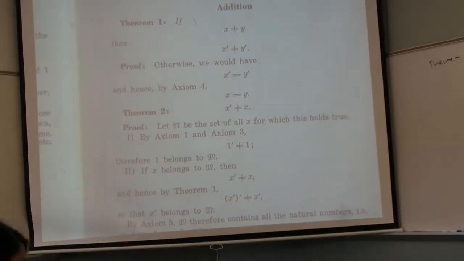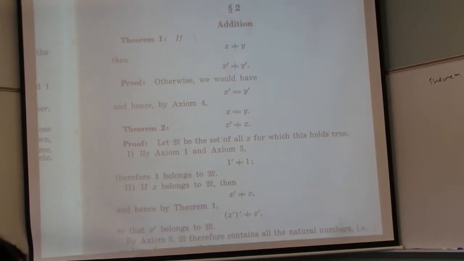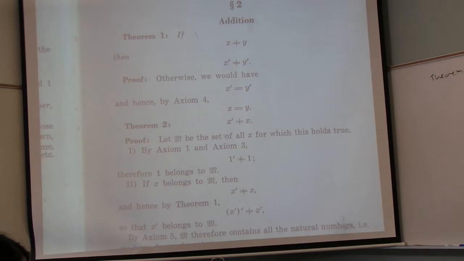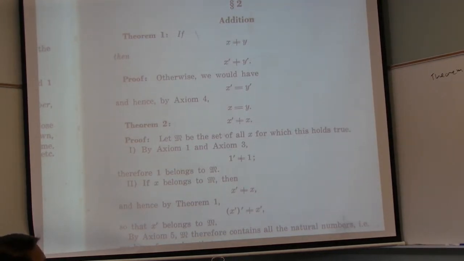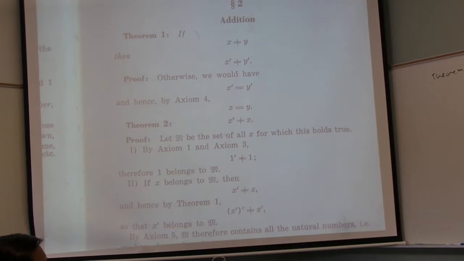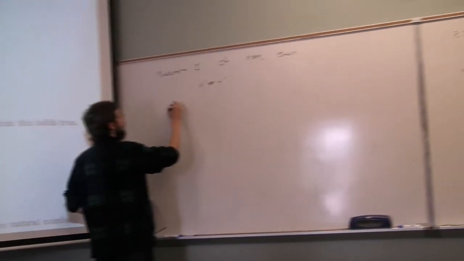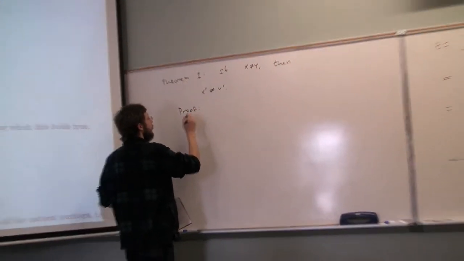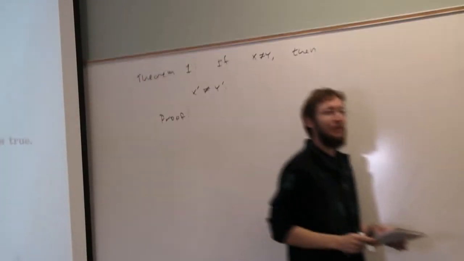Okay, so theorem 1. If you start with two different numbers and take their successors, then the successors will be different from one another. Isn't that kind of obvious? I think it's pretty obvious, yeah. But we have to prove it.